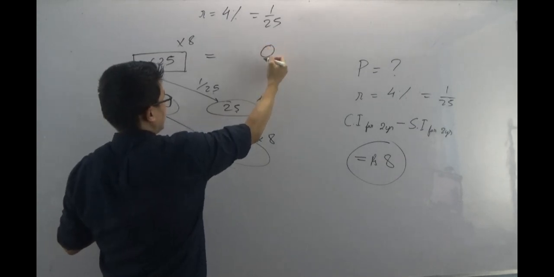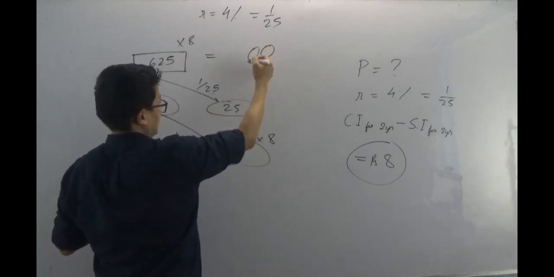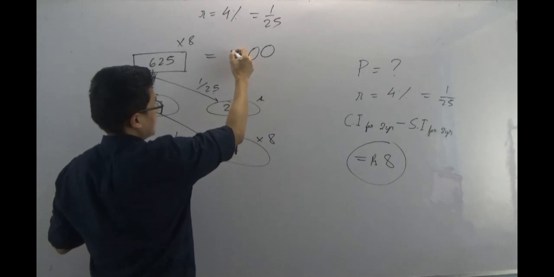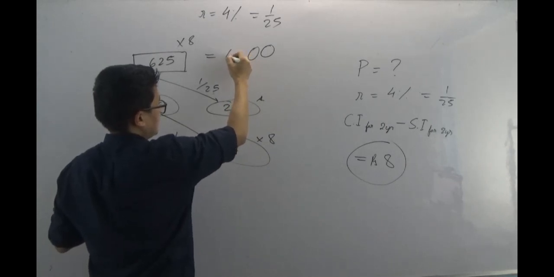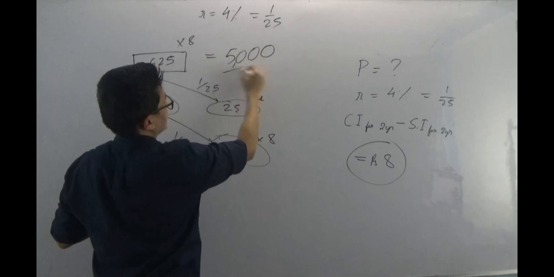8530, 8540, 4 carry 2, 16, 0, 2 carry 8, 6 are 48, 40, 50. So 5000 is your answer.